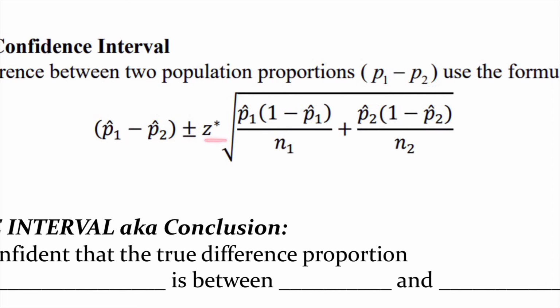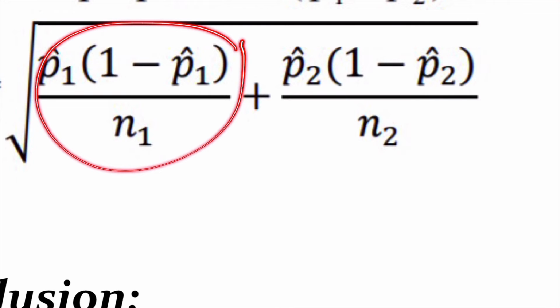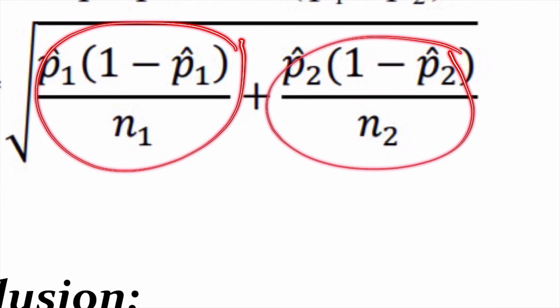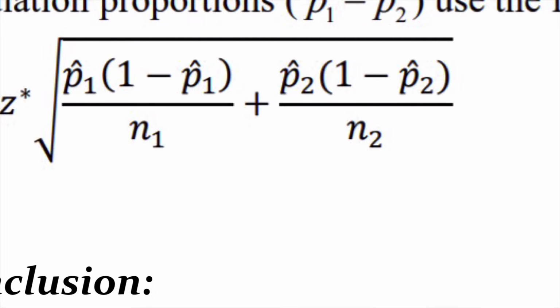Z critical, you guys know how to find that. This part seems like the hardest part, right? This is actually the easiest part. Why is this the easy part? Yeah, this part is given on the formula sheet. You just have two of them now. But aren't they the same? One's for sample 1, one's for sample 2. So it's not too bad.